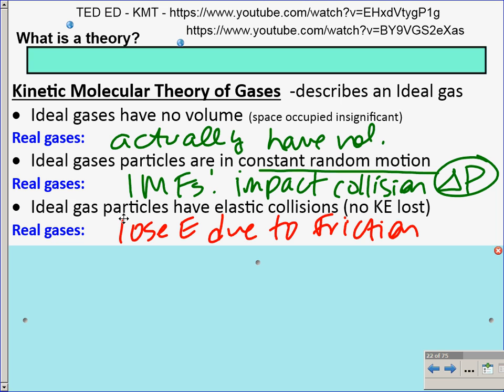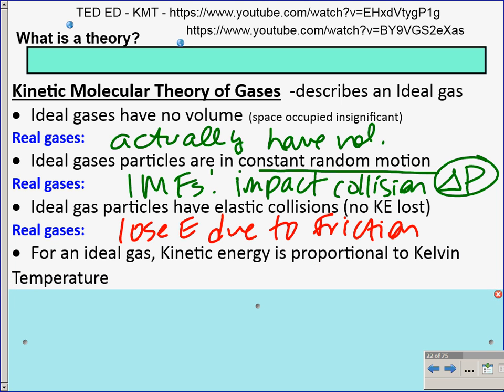Our ideal gases, we assume a really simple formula. And then kinetic energy, and this is assumed for everything. Kinetic energy is proportional to Kelvin temperature. So guess what? We will always use Kelvin temperature because this is how it's defined. We define the kinetic energy inherent in a population of gas particles by the Kelvin temperature it's at.